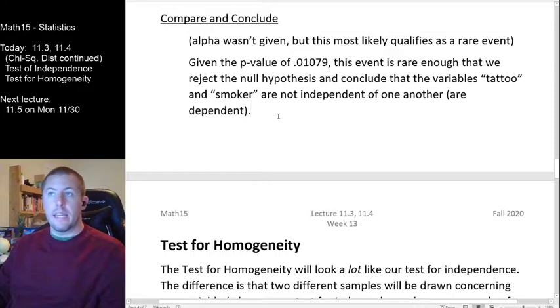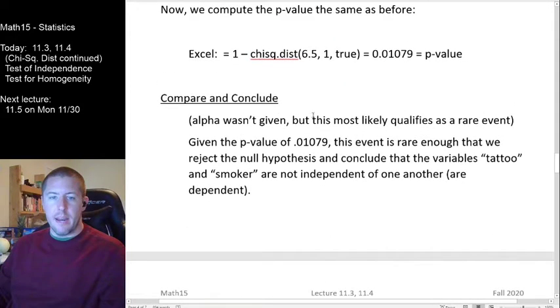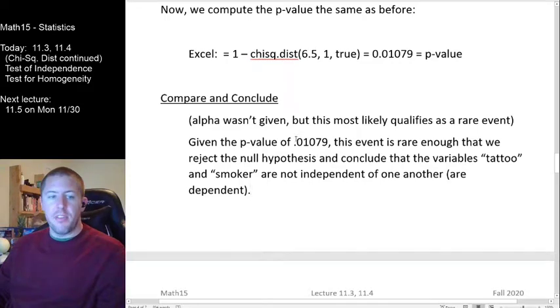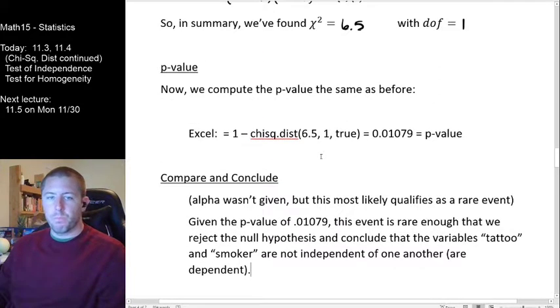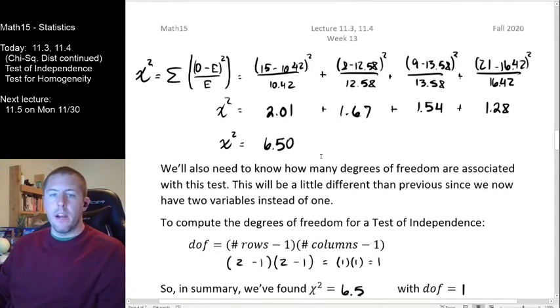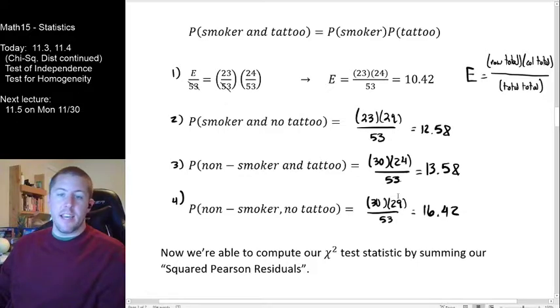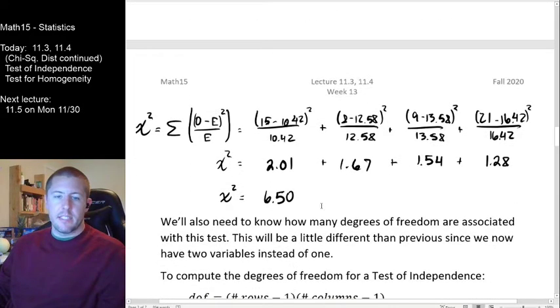And so I think that here, that about 1.08% chance is a rare enough event, strong enough evidence for me that these should be dependent variables, not independent variables here. So not too bad here. What I'm thinking that you're thinking is this. I'm thinking that you're thinking this wasn't too bad. This is kind of annoying.